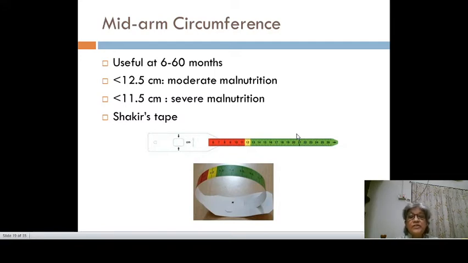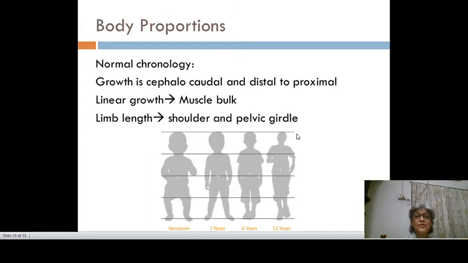And here you see a picture of the Shakir's tape, which is commonly used in the fields by the health workers. There's a color marking. The color marking of green, yellow and red will tell the health worker whether the child has moderate malnutrition or severe malnutrition. Okay. Finally, we come to the issue of body proportions.